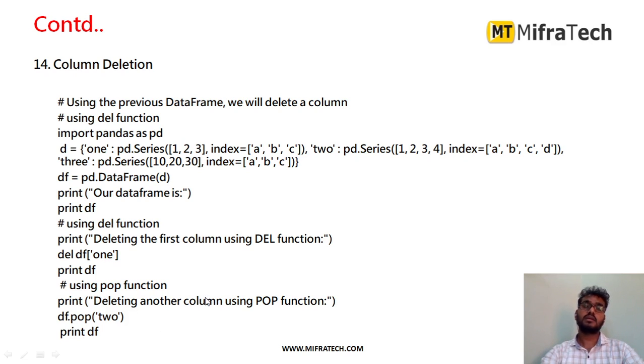So if I print it, we will get only columns 1, 3 and 4. We are not going to get the second column, so that will be deleted. So using the del function and the pop function, we can delete a particular column in a data frame.